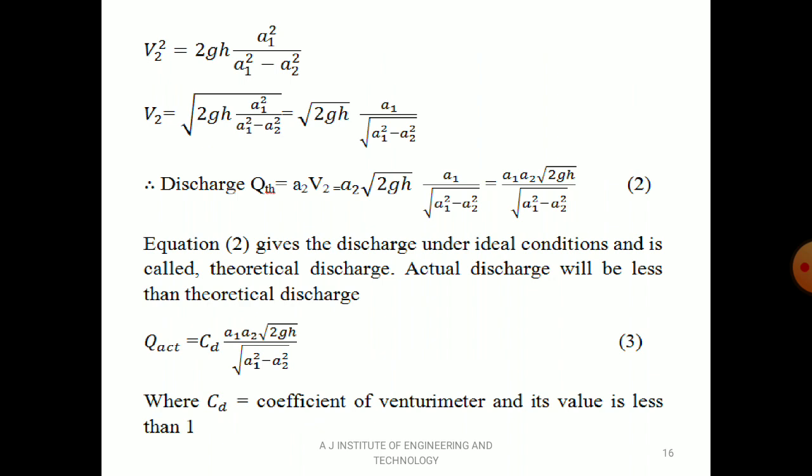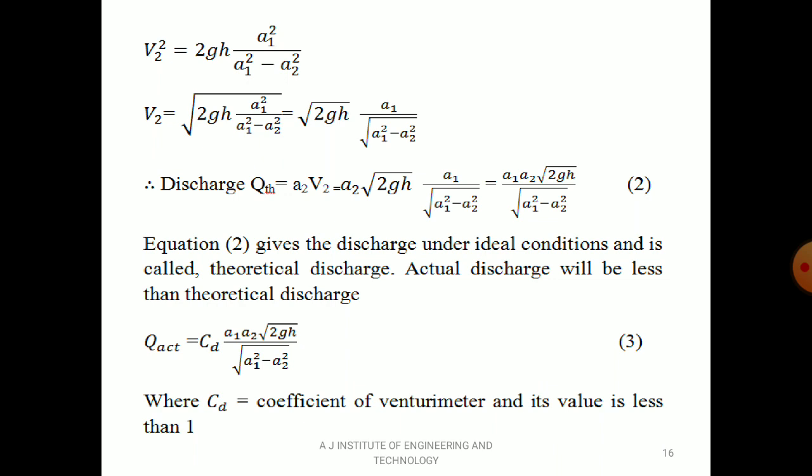So we can get the value of V2 by taking the square root. V2 equals square root of 2gh into A1 square divided by A1 square minus A2 square. Square root of 2gh, just split up the square root. So square root of 2gh into square root of A1 square, that becomes A1, divided by square root of A1 square minus A2 square.